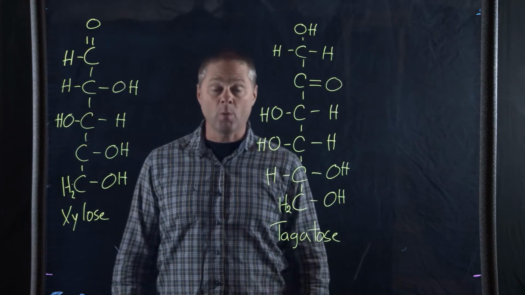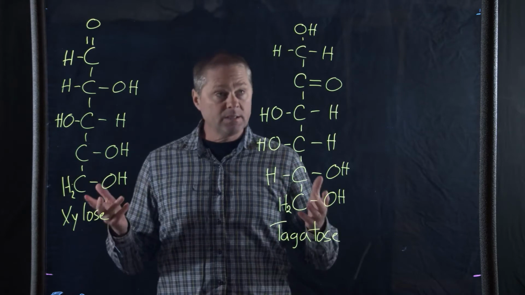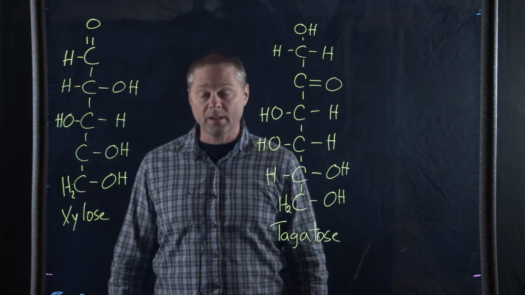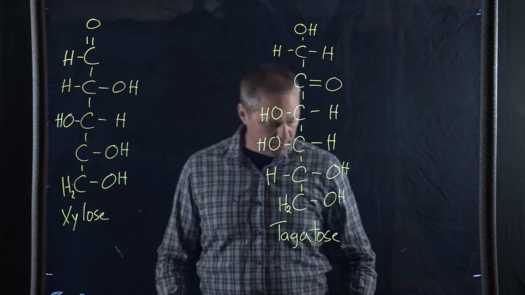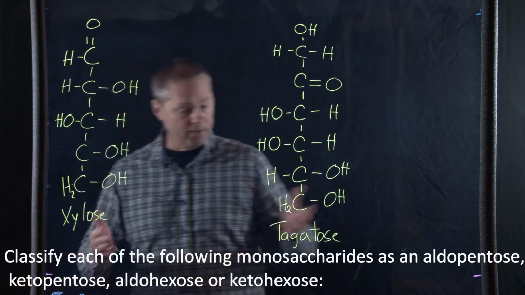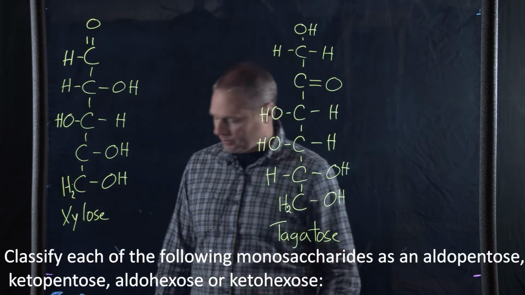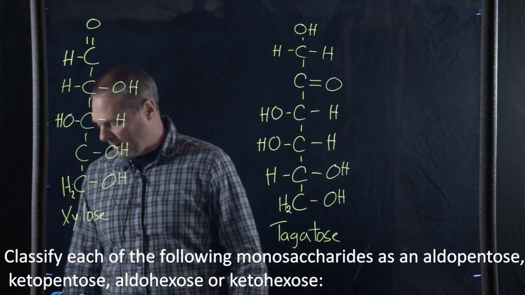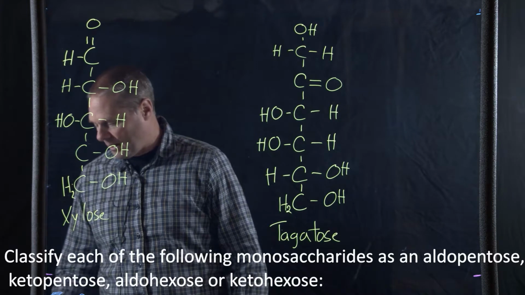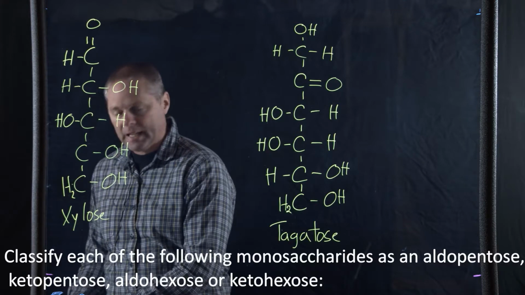In this chapter, what we're going to be discussing is carbohydrates. And here we have a couple of monosaccharides. The question that is asked here is to classify each of the following monosaccharides. We have two monosaccharides, xylose and tagatose. Classify each of them as an aldopentose, a ketopentose, an aldohexose, or a ketohexose.